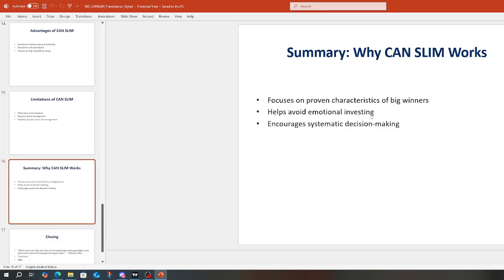And quickly, let's go over some of how it works. Focus on proven characteristics of big winners. Basically, a stock that has proven earnings, is technically good, and is moving to the upside. That's basically what you're getting into. You're not getting into a stock that's sitting sideways. CANSLIM never looks at a stock that goes sideways. They don't want to buy a stock that goes sideways.